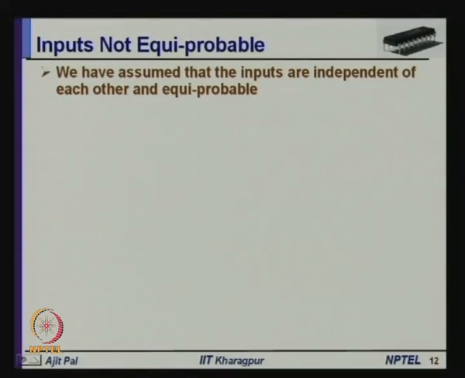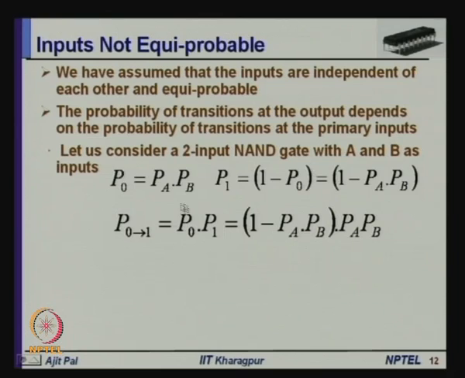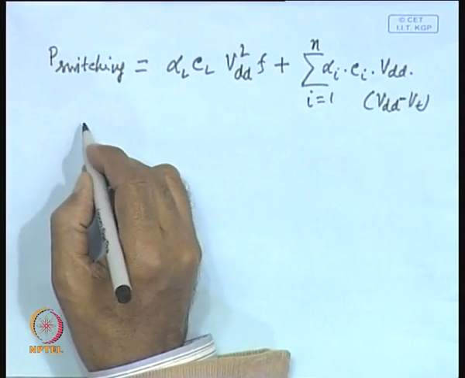So, in such a case, how do you calculate the switching activity? The probability of transitions at the output depends on the probability of the transitions at the primary inputs. So, we have to take into account the probability of transitions at the primary input. How do you take it into account? Let us consider a 2 input NAND gate. In case of a 2 input NAND gate, we know that P0 is equal to Pa into Pb. P0 means what, for a 2 input NAND gate?